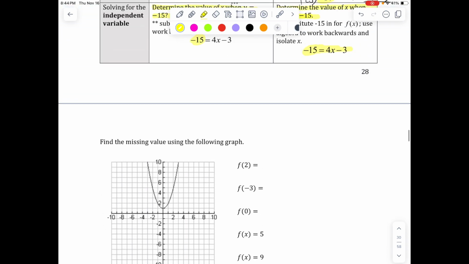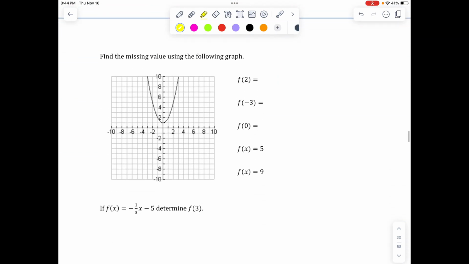Now, sometimes you're given an equation like that up above. Sometimes we're simply given a graph. So if I look at this first graph, find the missing value using the following graph, f of 2. If I think of f of x, x has been replaced with 2, so we're looking at what is the value of the function when x is 2. I find 2 on the graph, I go up, and the value there is 5. f of 2 equals 5, which is just the point (2, 5).